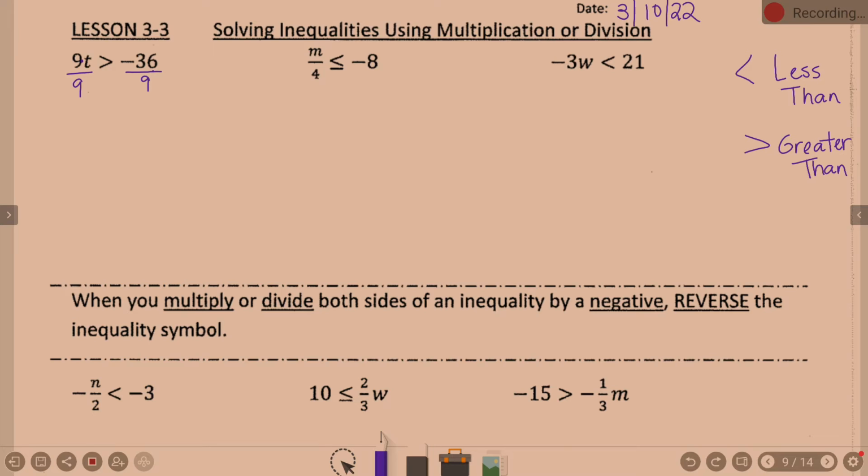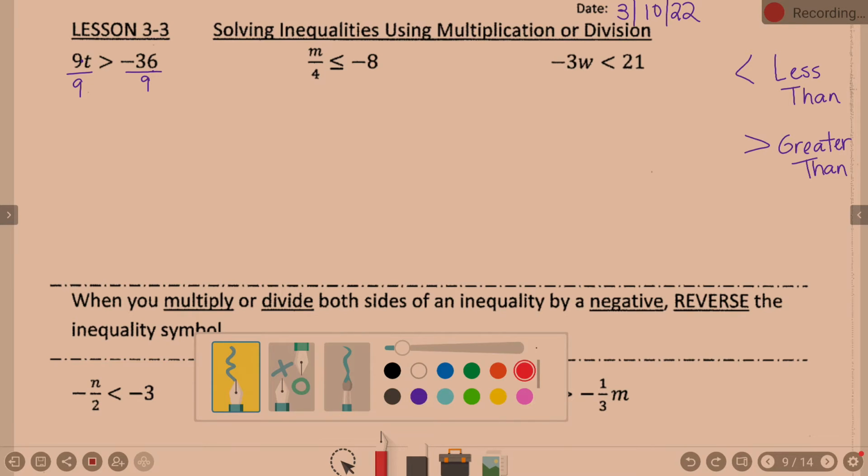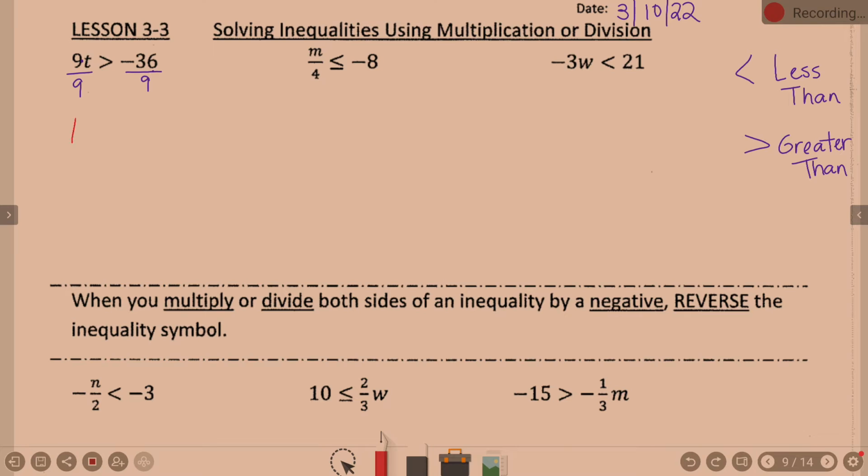Just like if it was an equation. Now, what's 9t divided by 9? That's t. 9's cancel. That's t. What's negative 36 divided by 9? 4. 36 divided by 9 is 4. A negative divided by a positive is a negative. What should I put in between that t and that negative 4? What sign was up here? This is a greater than sign.